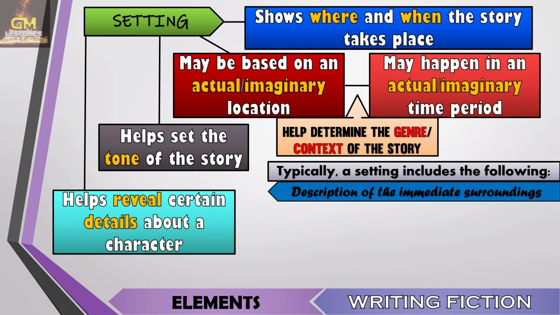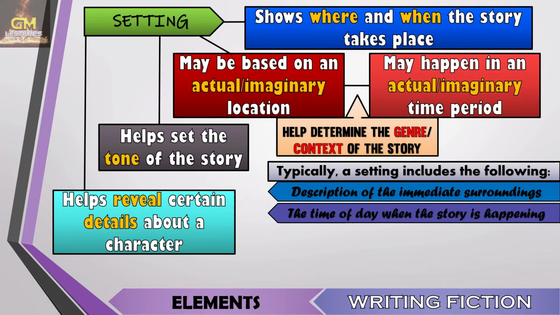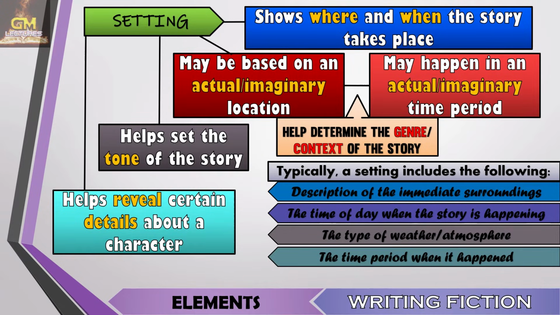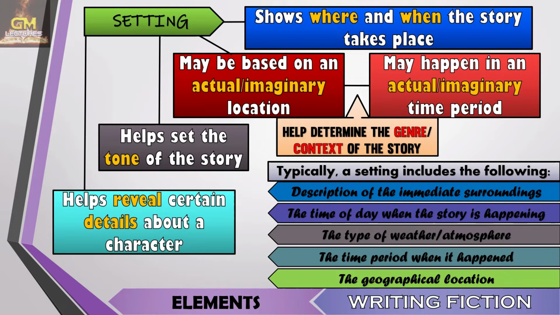Now typically, when writing a setting, the setting would usually include the following. First, a description of the immediate surroundings, the time of day when the story is happening, the type of weather or atmosphere, the time period when it happened, and of course, the geographical location. All these elements would help contribute in giving the readers an idea of the setting, where the story is happening, what is happening, and how it's going to contribute in the story itself.